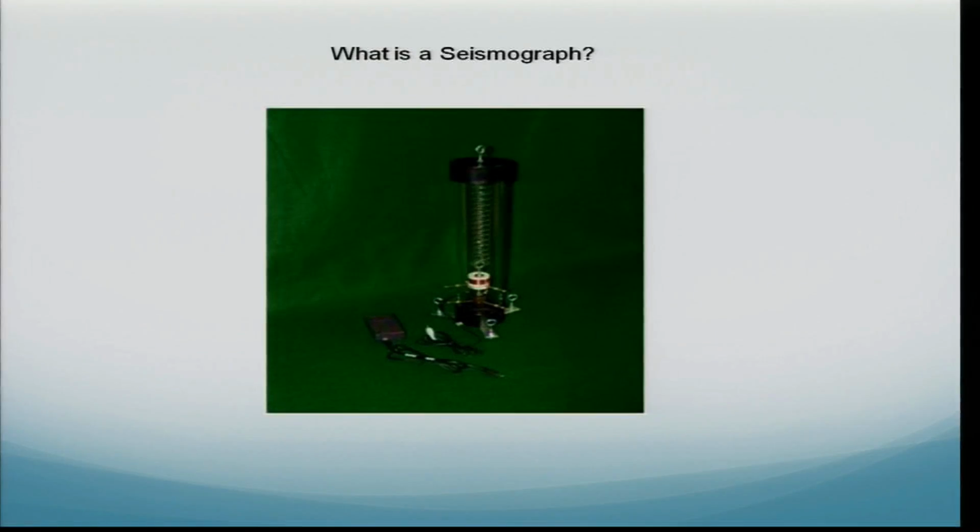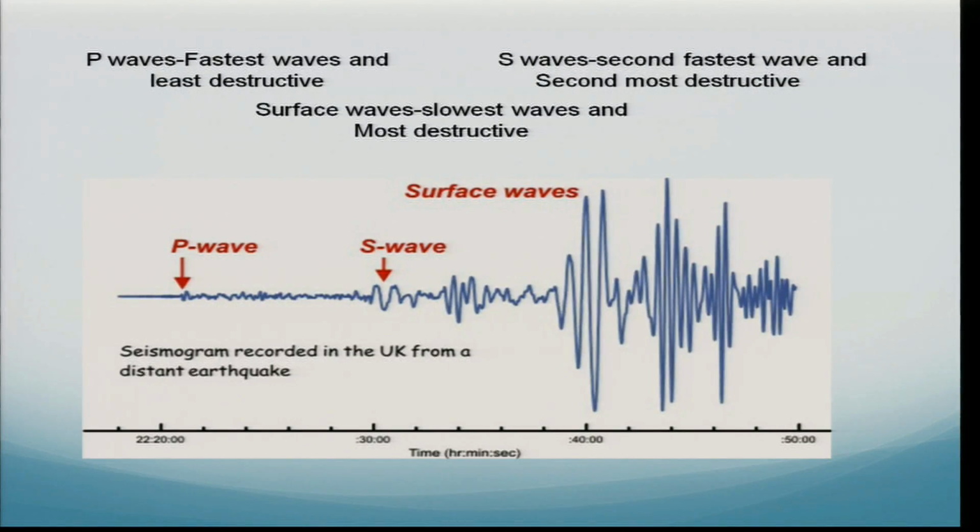So how do we record these earthquakes? We use a machine called a seismograph. We built a seismograph with the help of our good friend, Mr. Steve Jones. A seismograph produces a seismogram, which is what you see here. In an earthquake, it picks up 3 different types of waves. P waves are primary waves. They're the fastest but least destructive. That's where the first squiggly lines are.